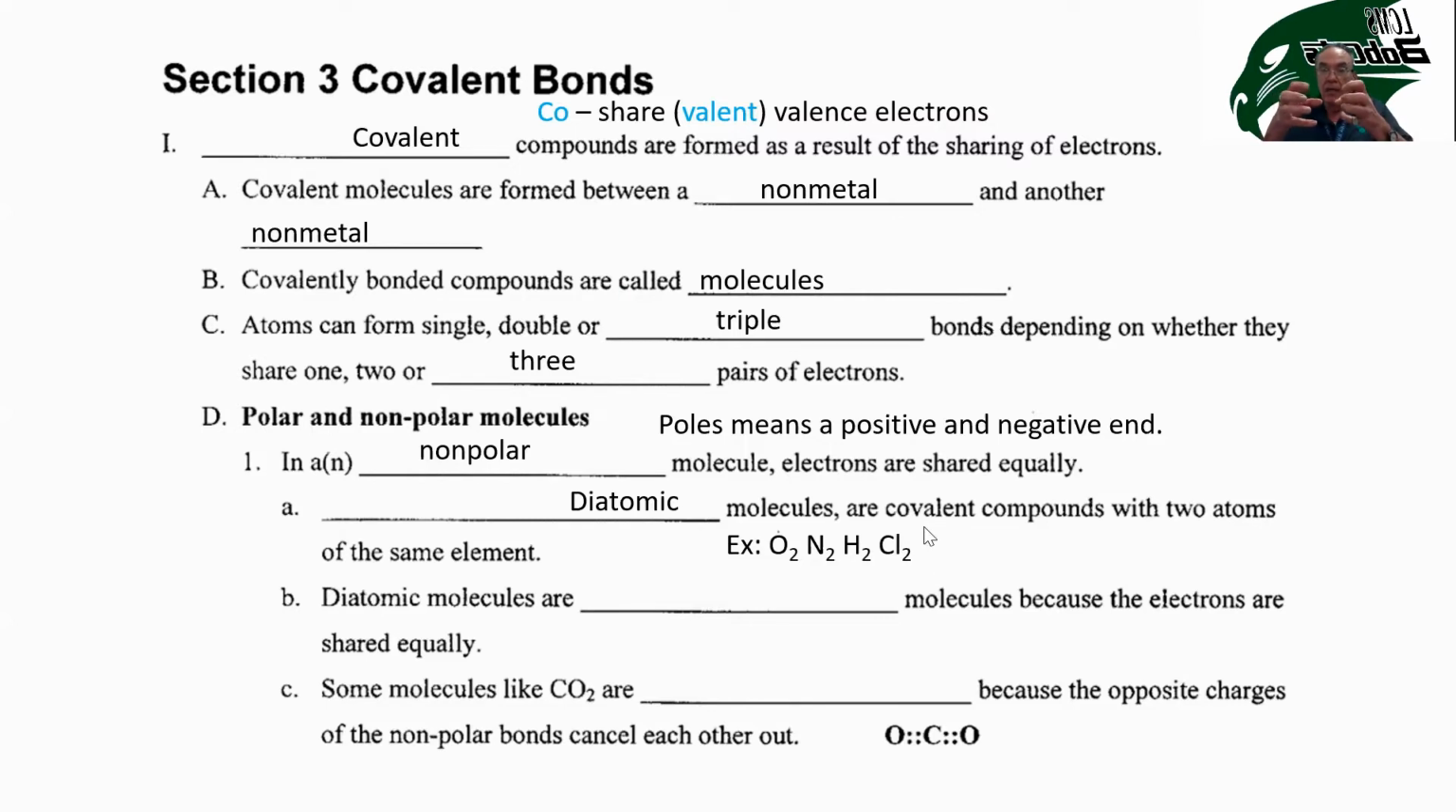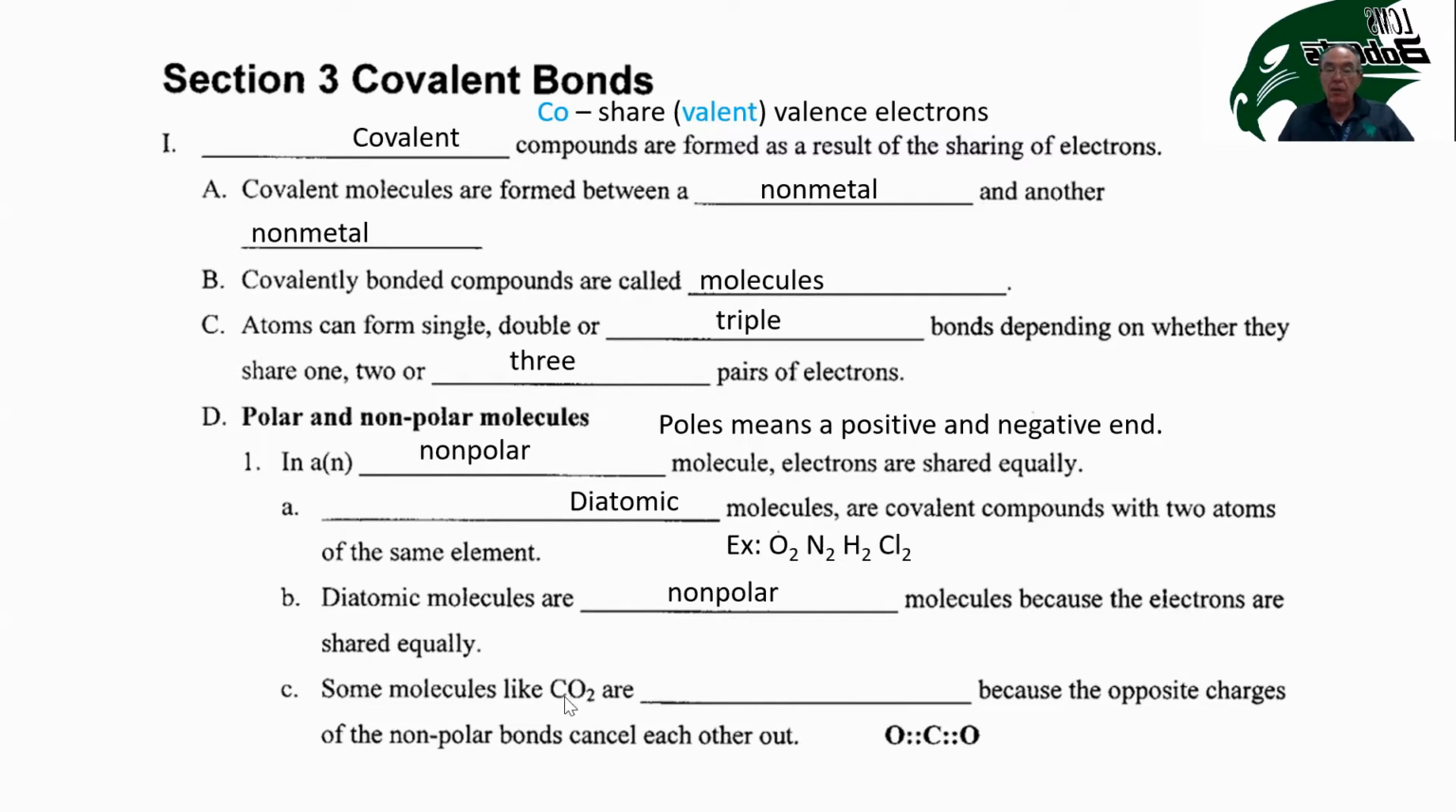And since the atoms are identical, they both want to share the electrons, and they're both the same size, so they share them equally. Nobody can kind of dominate the situation. So diatomic molecules are always nonpolar because the electrons are shared equally.